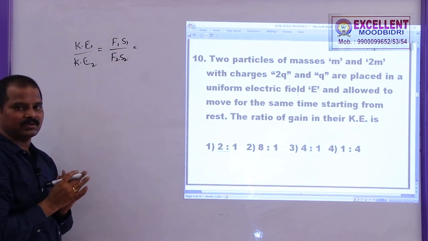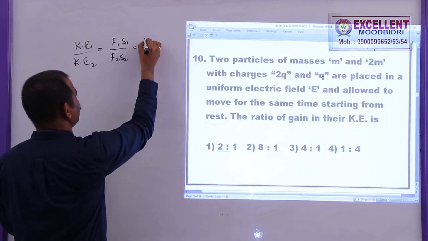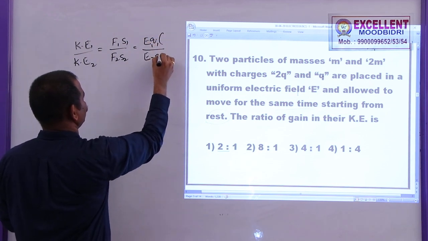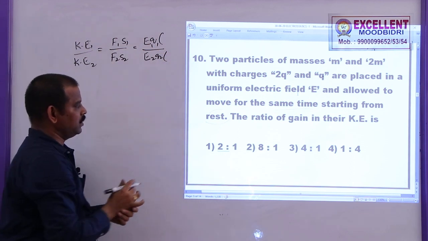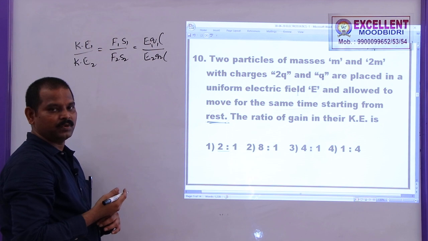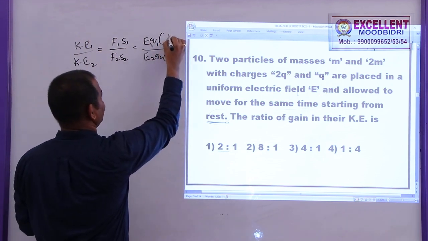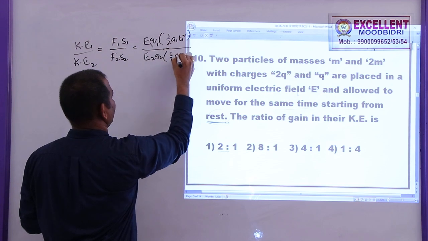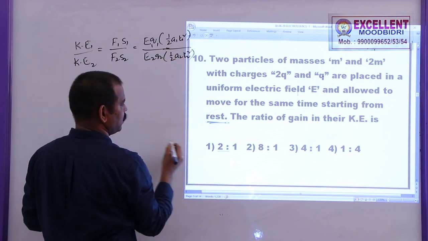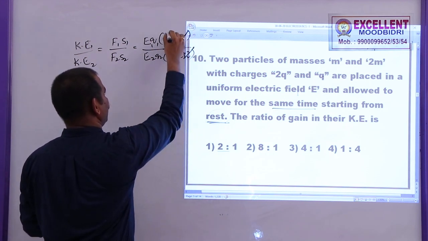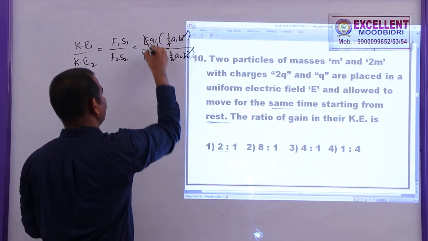But how much force will act on this one? F is equal to EQ, so E1 Q1 by E2 Q2. What is the displacement? As they are starting from rest, we can use displacement is equal to ut plus half at square, with u equal to 0. So this will be half A1 T1 square by half A2 T2 square. And they travel for the same time. You can cancel T1 and T2, half and half, and they are in the same field.